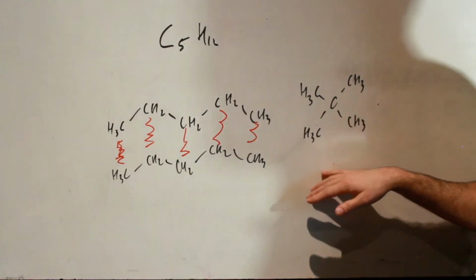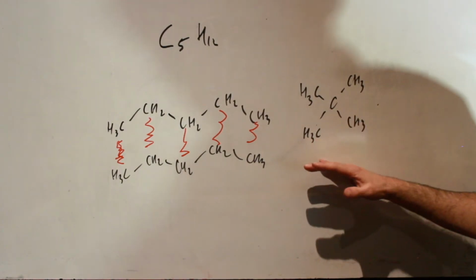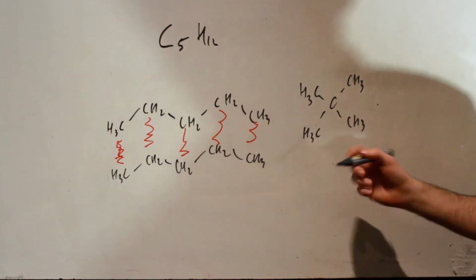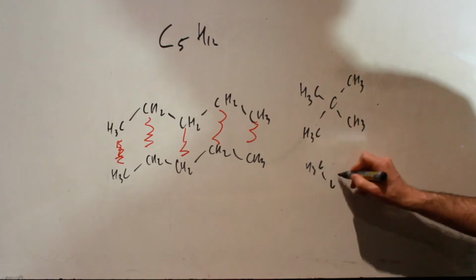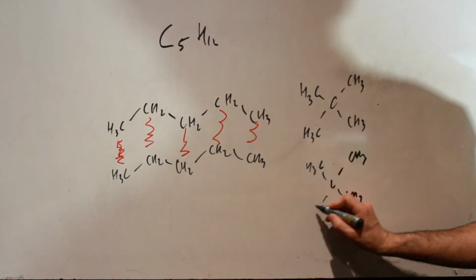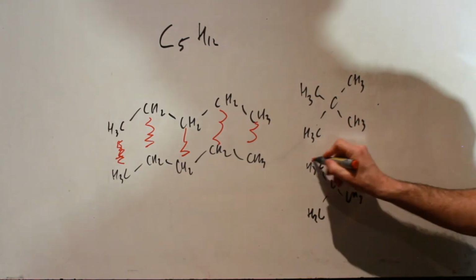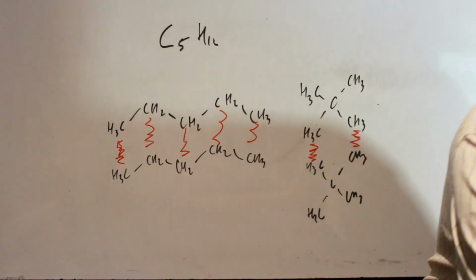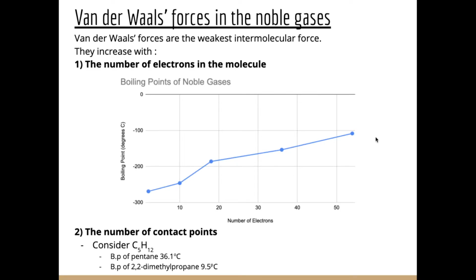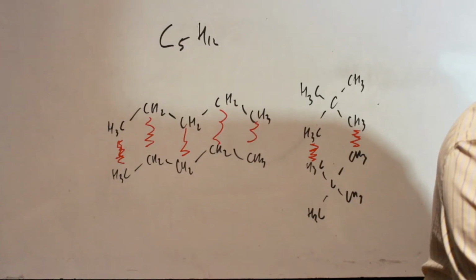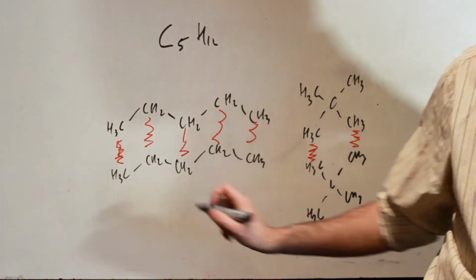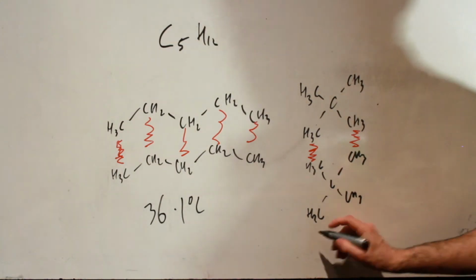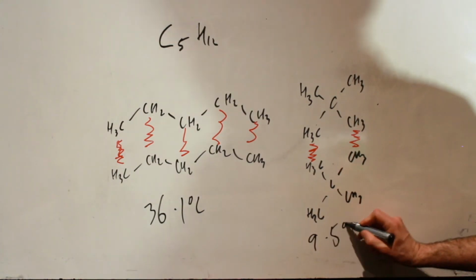However, with our 2,2-dimethylpropane, because the structure is a little bit more compact, it doesn't allow as many contact points to exist. Really, you could only have a contact point between the two parts here. So you could have a van der Waals interaction there, van der Waals forces there. And this is what you see reflected in the boiling points. So pentane, that has a number more contact points, has a boiling point of 36.1 degrees Celsius, whereas our 2,2-dimethylpropane has a boiling point of only 9.5 degrees Celsius.